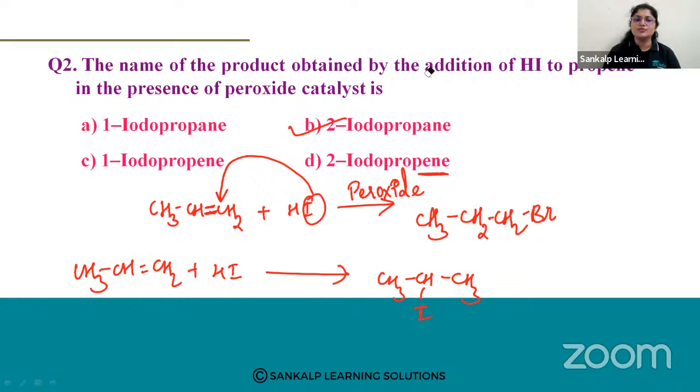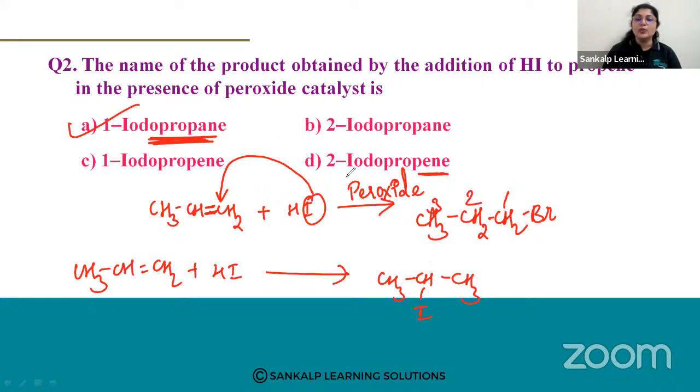How will it be numbered? This is 1, right? So 1, 2, 3. It is 1-iodopropane, sorry. So for numbering, you have to see, it is 1-iodopropane. So option A is the correct answer, 1-iodopropane.